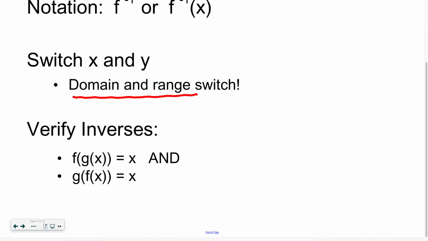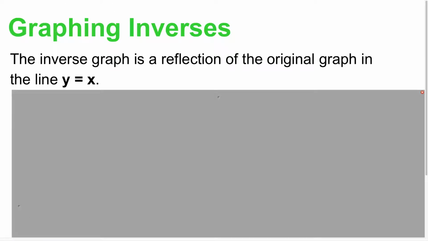You should have also discussed in Algebra 2 that when you look at graphs of inverses, and this will be helpful for us when we're thinking about some of the stuff we're doing in pre-calculus with the inverses, the graph of an inverse is the reflection of the original in the line y equals x.